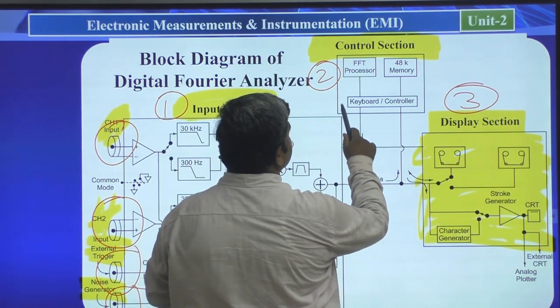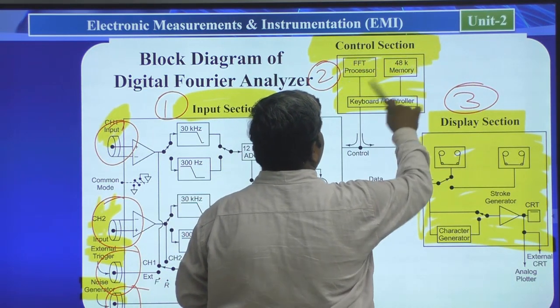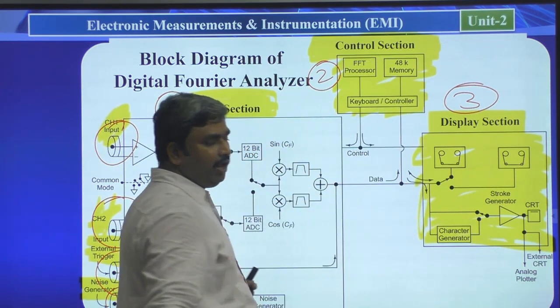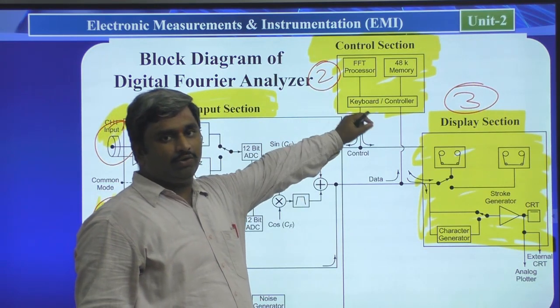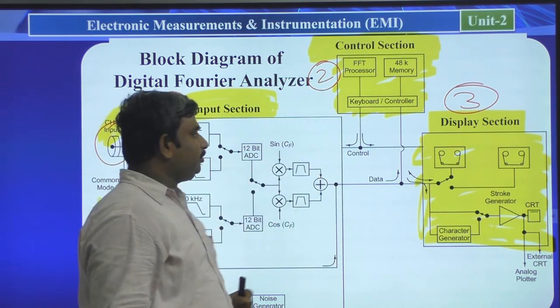Next, control section. The control section consists of an FFT processor and it has some memory for nearly 48 kilobits of information, and here we have a keyboard controller. That means a keyboard or controller, FFT processor and 48K memory are available in the control section.